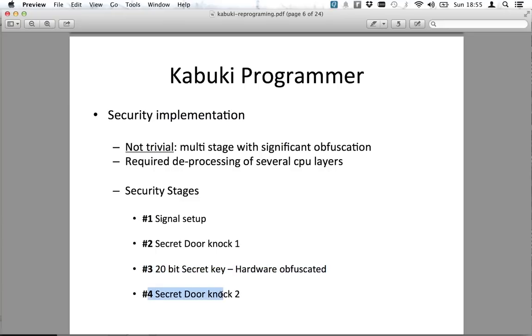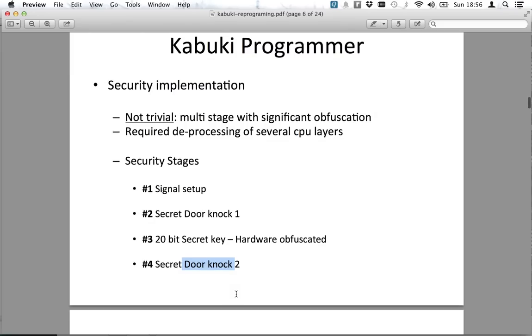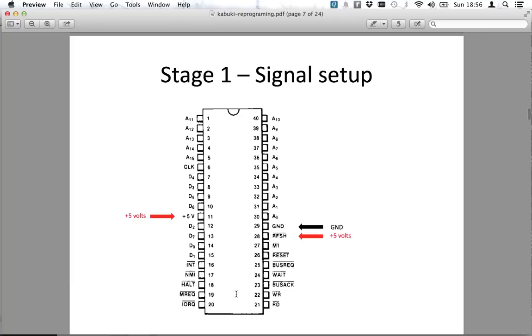And lastly, we have the fourth stage in the process, which is another door knock. So there's another small secret that you need to action before you are led through to the memory. So let's look at it one by one. So, the signal setup.